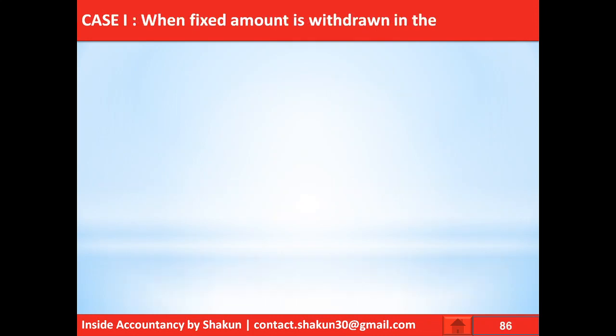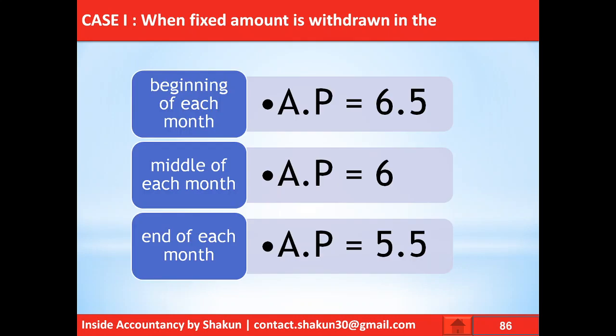Case 1. When fixed amount is withdrawn in the beginning of each month, in the middle of each month, and in the end of each month. As I just gave an example, if fixed amount is withdrawn in the beginning of each month, that is first of every month, then the average period, as I've already calculated and shown here, is 6.5. In the middle of each month means you are withdrawing money on the 15th of every month. So 15th of January, 15th of February and so on till 15th of December.